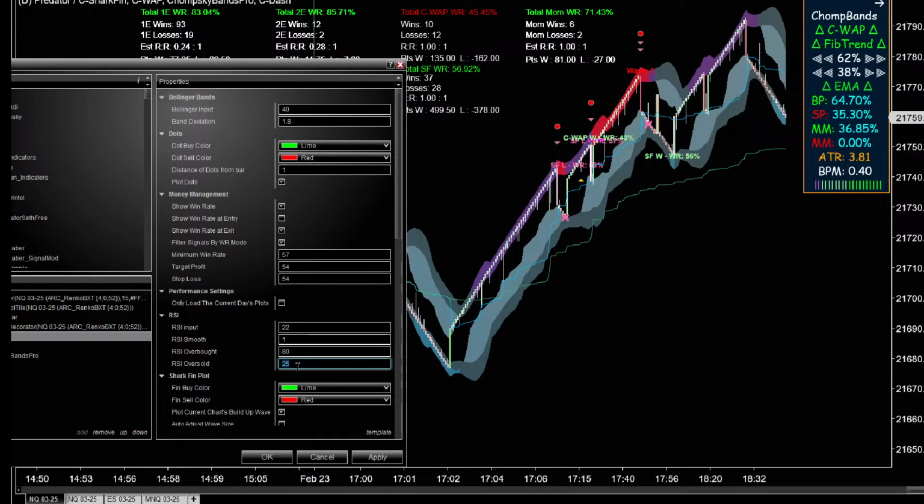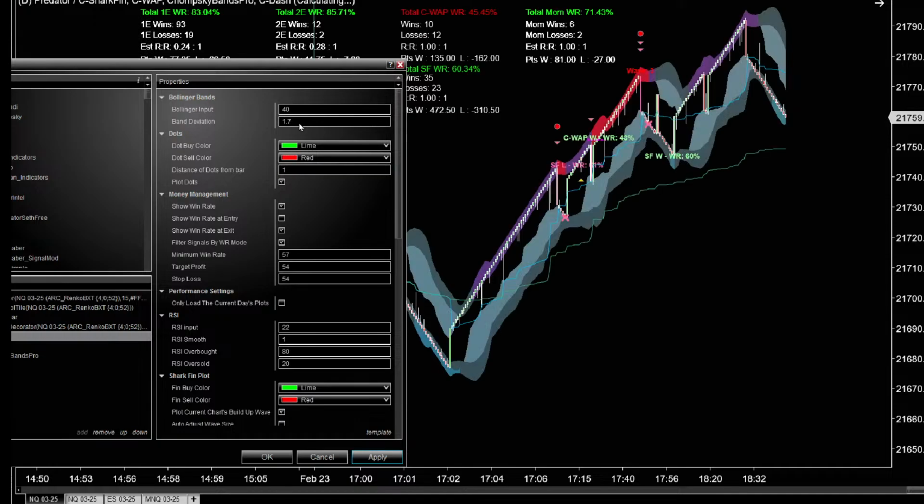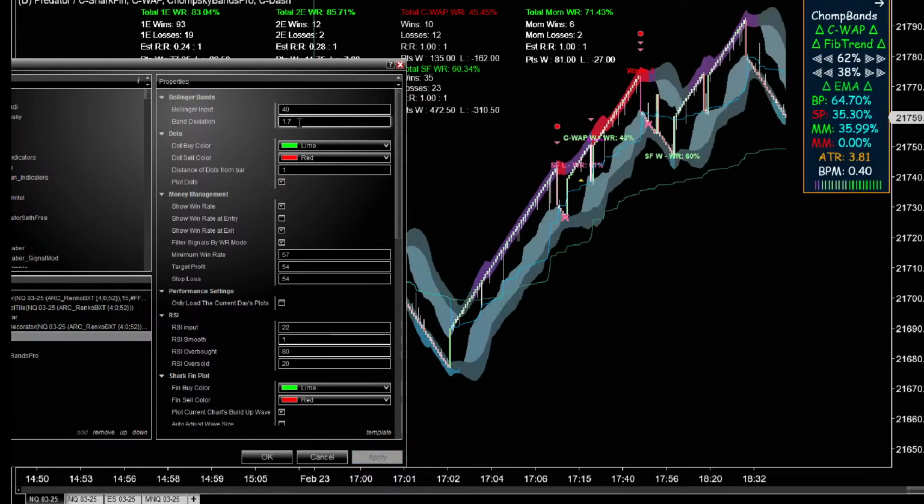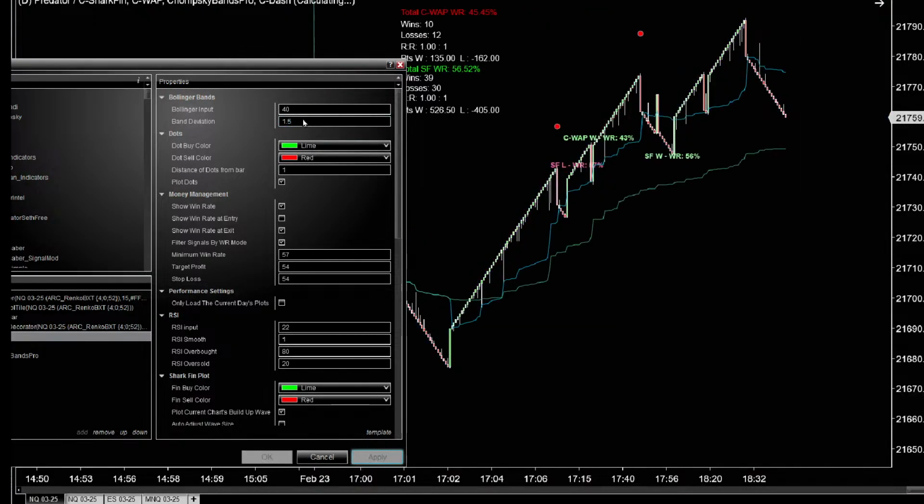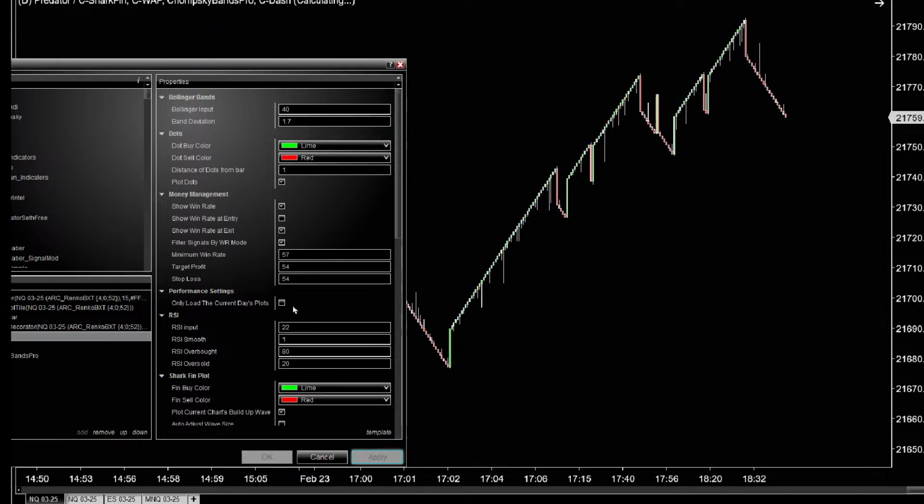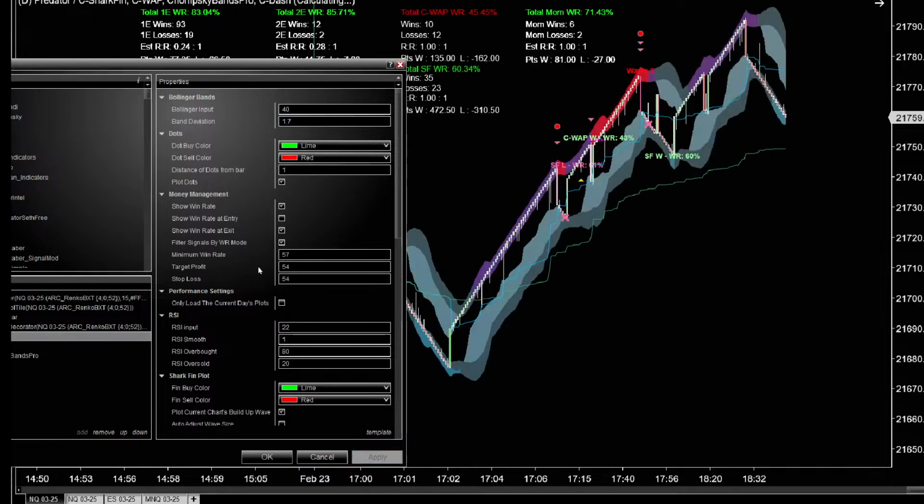So let's do 80, 20. And let's do this. Let's see if we can move the deviation to 7.7 there. All right, we got above 60%. And 6 didn't do better. So 0.7 did do a little bit above 60%.